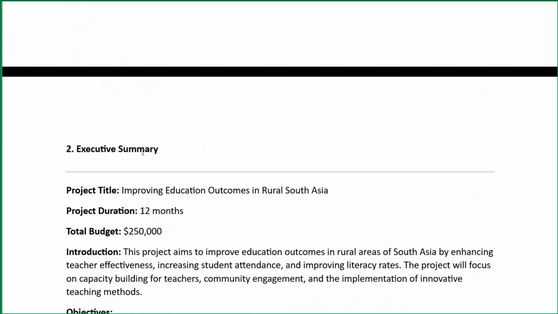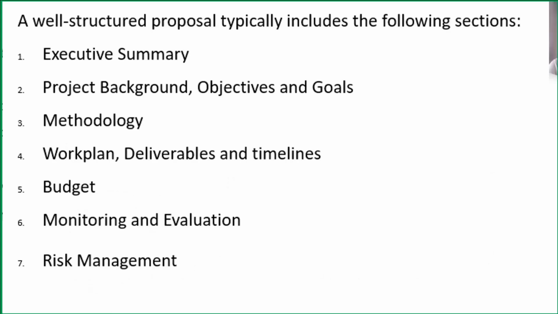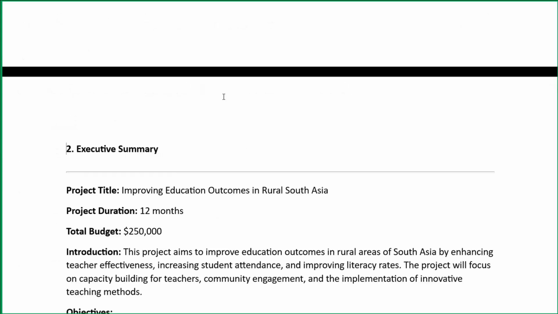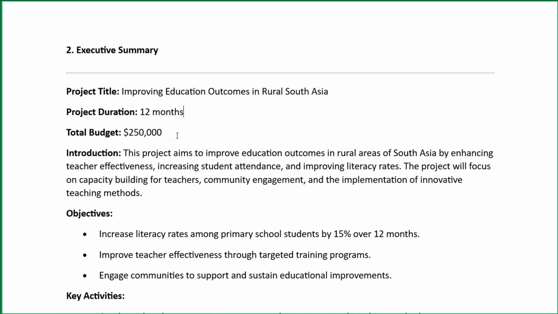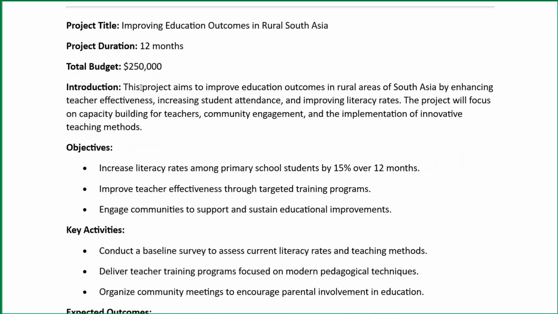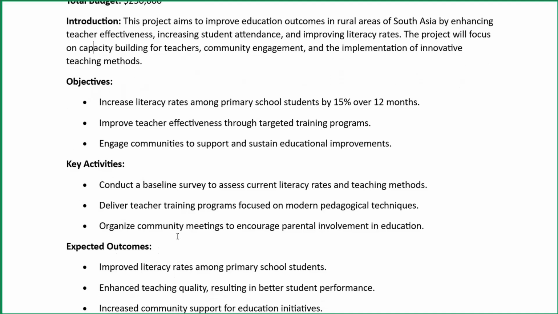Executive summary. As I told you, these are the key sections of a proposal. As you can see here, we discussed that to develop a proposal, these are the outline: executive summary, project background, methodology, work plan, budget, monitoring, evaluation, risk management. So we will develop a proposal on this structure. This is how you can see here: project title, project duration, total budget that you have developed. Now here the introduction. This project aims to improve educational outcomes in rural areas of South Asia. So here you can see introduction, objectives, key activities, expected outcomes.